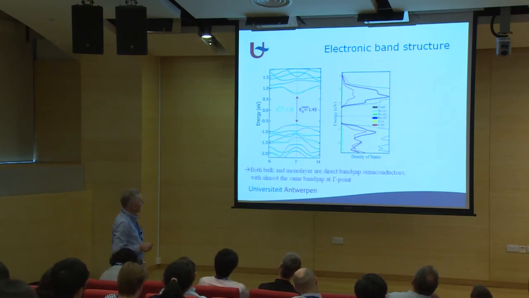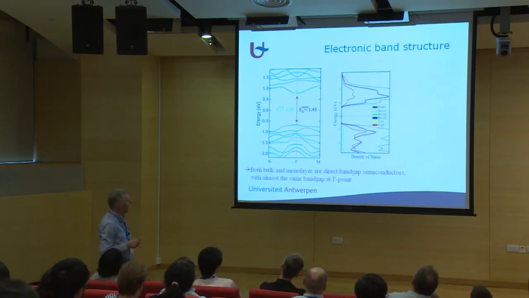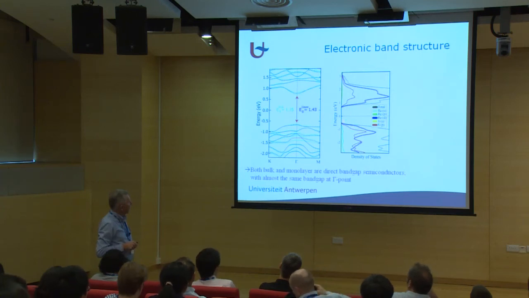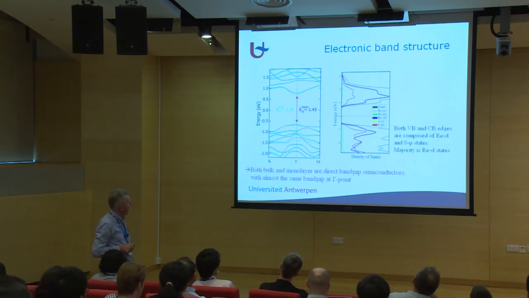If we look at the density of states here, the energy scale is a little bit different from here. You see that both at the top of the valence band and the bottom of the conduction band, both rhenium d electrons and the sulfur p atoms contribute to the density of states. Okay? And the majority is still these rhenium d states.